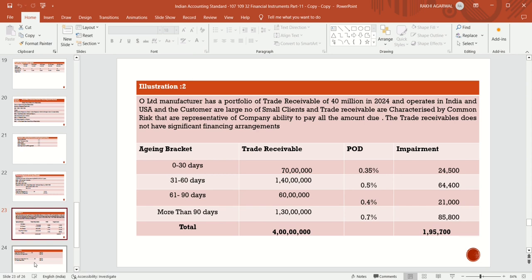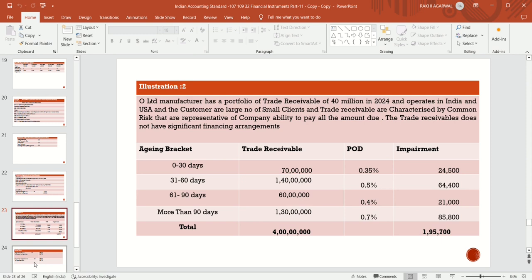The aging brackets are given: 0 to 30, 31 to 60, 61 to 90 days, and more than 90 days. Trade receivables are 70 lakhs, 1 crore 40 lakhs, 60 lakhs, and more than 90 days 1 crore 30 lakhs. The probability of default is given as 0.35%. So the impairment loss is 70 lakhs into 0.35%, which becomes 24,500.